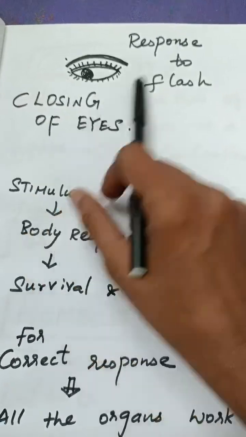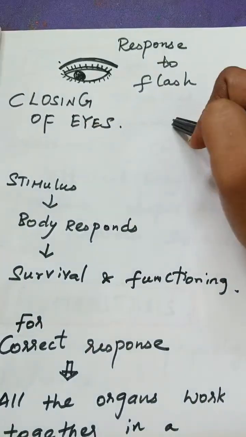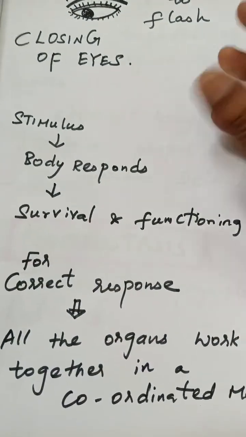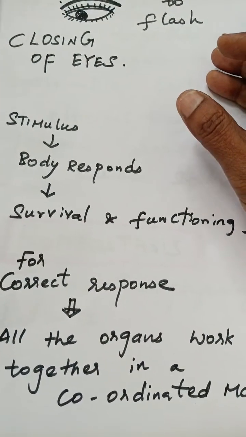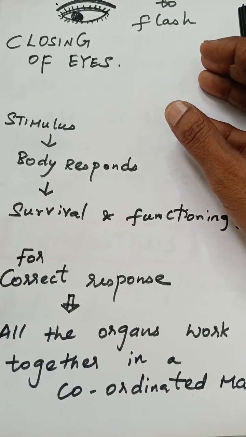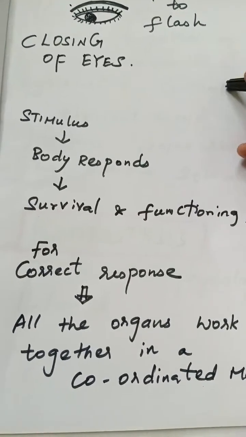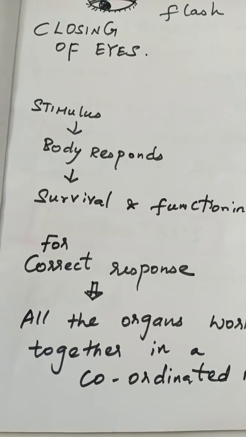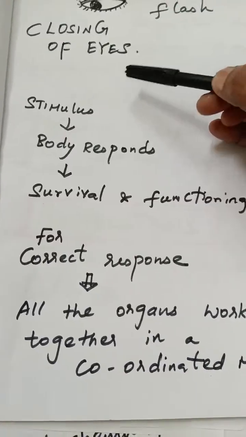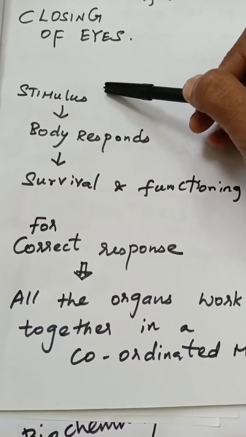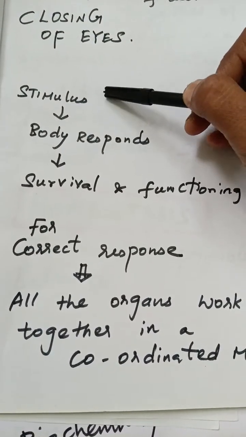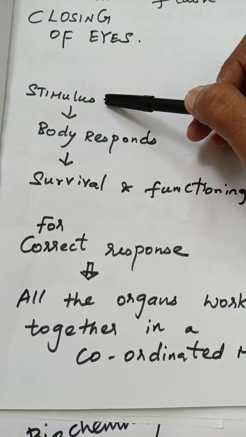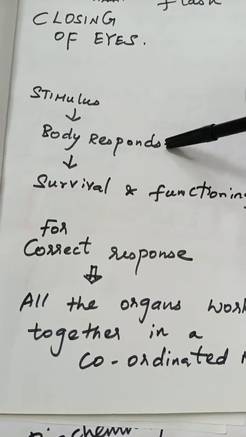Is that clear? So all this will take place with a particular organism's organ system, a coordinated organ system. This coordinated organ system only will play the role for all these responses. So first, your living organism, it may be a human being or an animal, sees the stimulus and it is going to respond.